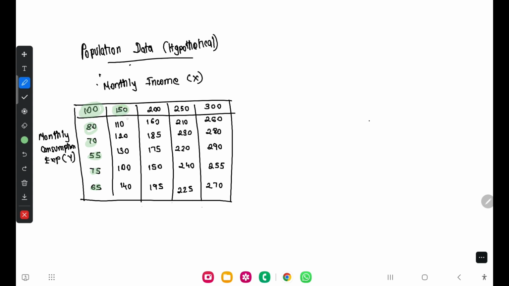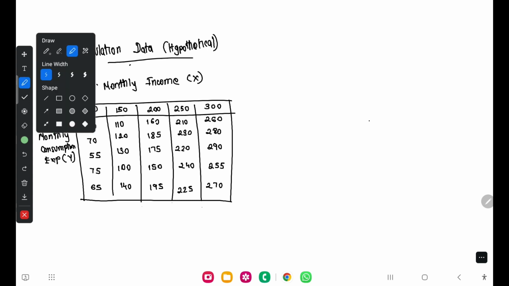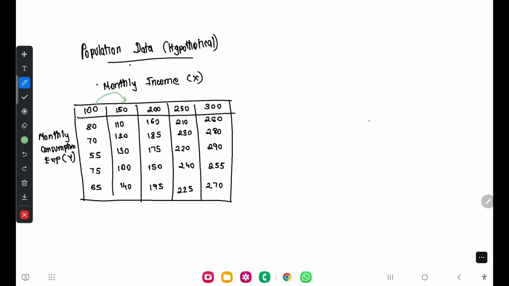And if I take 150, you see all these 5 houses have the same income, but however their consumption expenditure is different. Okay, so now if we analyze this, you can very well see that when the income is increasing from 100 to 150, what can you say about the consumption expenditure? The expenditures which was in the range of 50 to 80 has now increased to the range of 100 to 140, right? So likewise, if I increase again, this has increased. When income increases, consumption has increased.